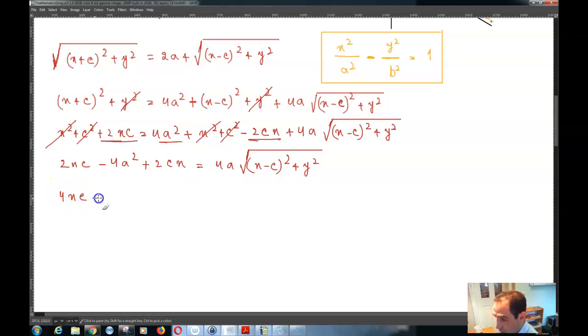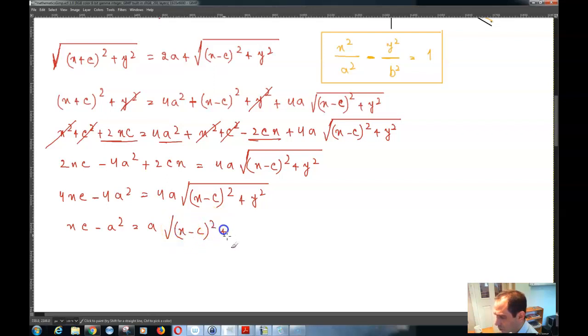and that is equal to 4XC minus 4 times A squared is equal to 4A the square root of X minus C whole squared plus Y squared. And if I divide by 4, I get XC minus A squared is equal to A times the square root of X minus C whole squared plus Y squared. And so if I divide by A now, I get C divided by A times X minus A is equal to the square root of X minus C whole squared plus Y squared.